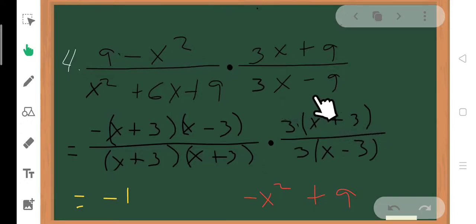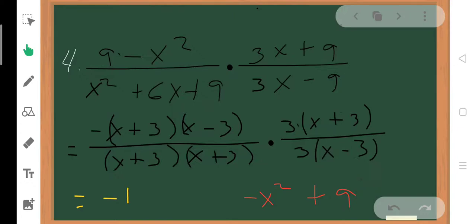And then for the denominator, 3x minus 9, we could also see a common monomial factor, which is 3. So we have 3 as the common monomial factor. And then the other factor would be x minus 3, because 3x divided by 3 is x, and negative 9 divided by 3 is negative 3.